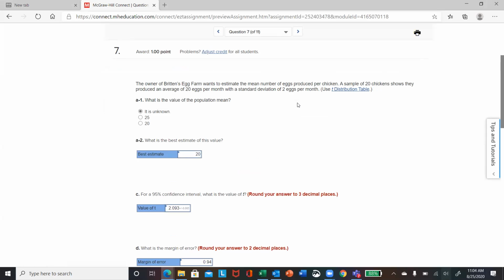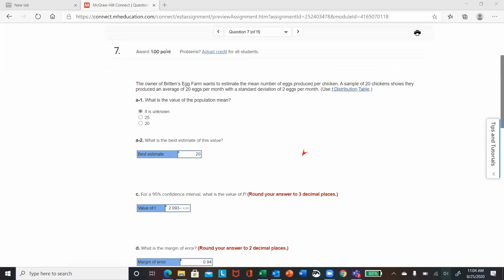And here's where we're going to use the table in our confidence interval. So in this problem, read through it. Notice they say a sample of 20 chickens shows they produce an average of 20 eggs per month with a standard deviation of 2. That standard deviation is the sample standard deviation. In fact, everything in this problem is the sample. We do not even know the population. So in part 1, the population average is unknown. In part B, our best estimate would be whatever our average was from our sample.